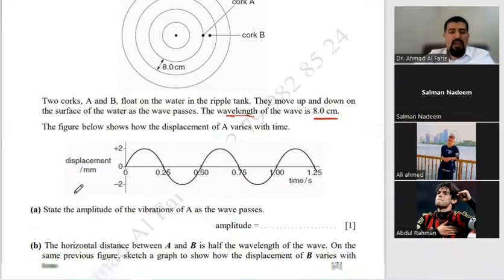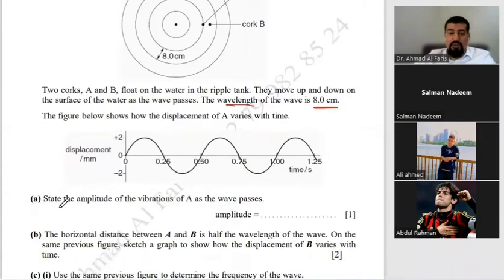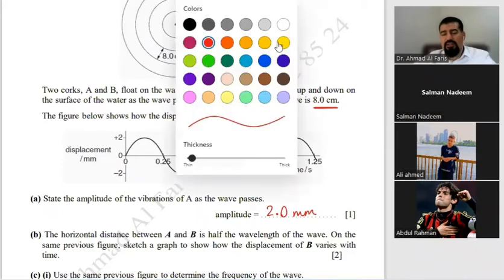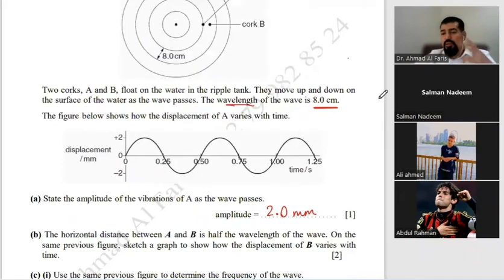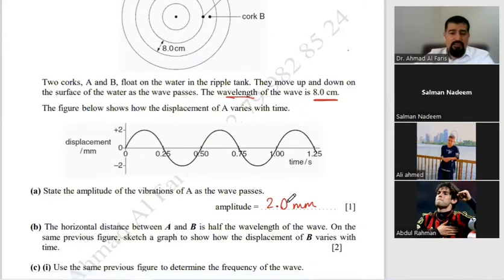Part A: state the amplitude of the vibration of A as the wave passes. That means you already know the answer. How much is the vibration? Exactly 2. If we write it like this, we will not get the mark. We have to put 2.0 millimeters exactly. Sometimes we have to write the answer in 2 significant figures, 1, 2. The 0 is a significant figure.